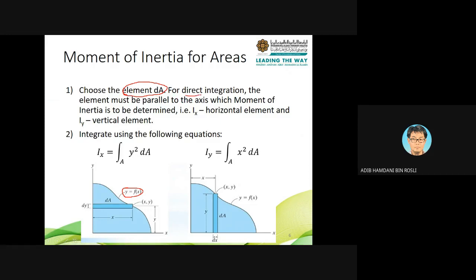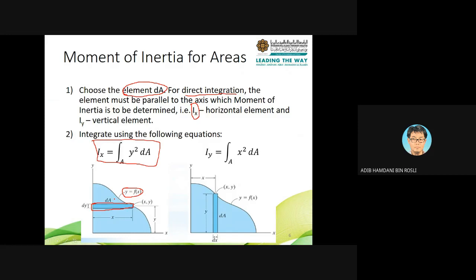Here, if you want to use this direct integration method in 10.1, and you want to find Ix, the moment of inertia about the x-axis, you will have to choose a differential element which is parallel to the x-axis, something like this. You remember in chapter 9, we also chose our differential element for finding the centroid and center of mass. But in chapter 9, you can choose any element, parallel to either x or y, it doesn't matter, as long as you do the rest of the steps correctly, then it will be fine.